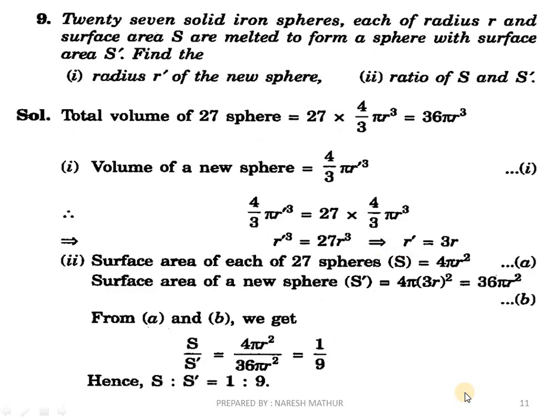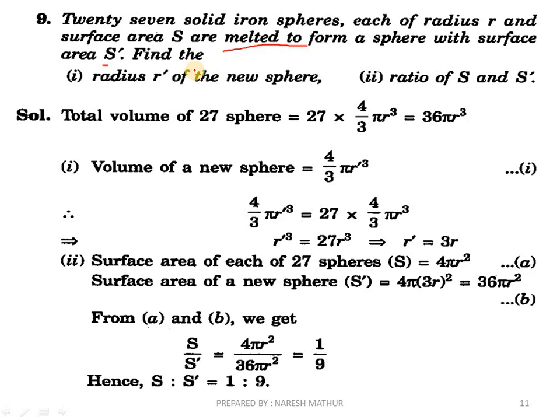Alright, in the last question, it is given that 27 solid iron spheres, each of radius small r and surface area s, are melted to form a sphere with surface area s dash. Find the radius r dash of the new sphere and the ratio of s and s dash.